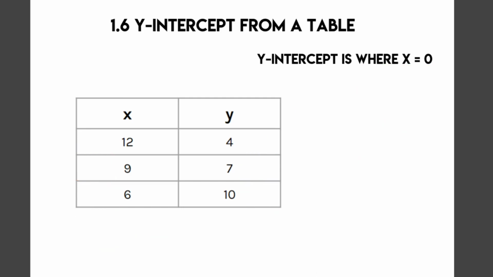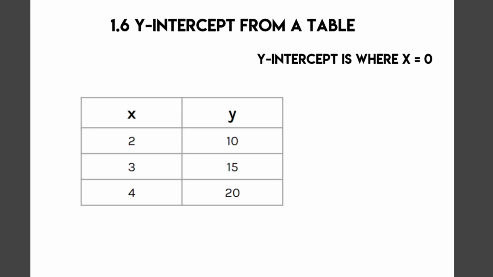Okay? Last example. Very similar as before. Once again, we do not have an x value where x is equal to 0. We don't have that yet, but we can find it. We still need to find where x is equal to 0. This time, however, instead of shrinking, this time it's actually growing.